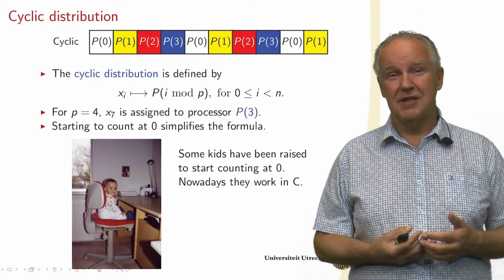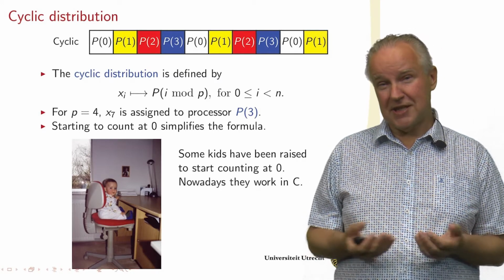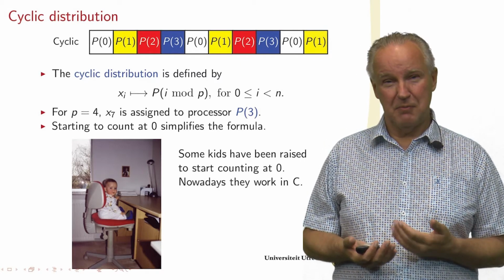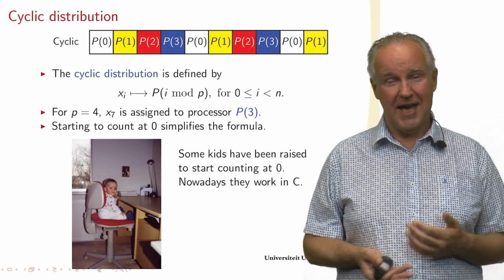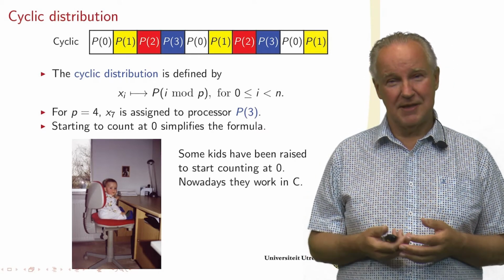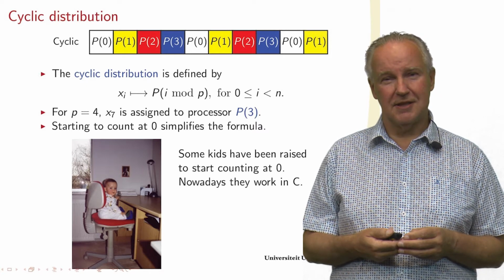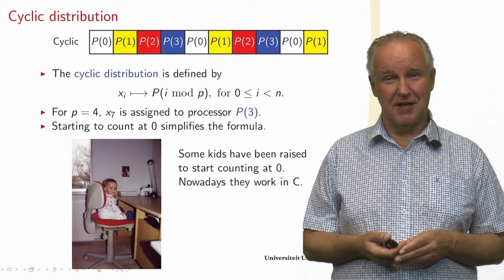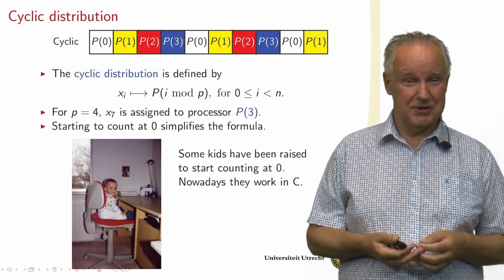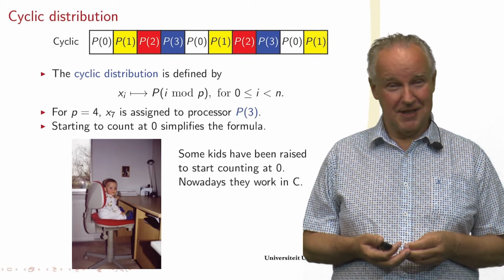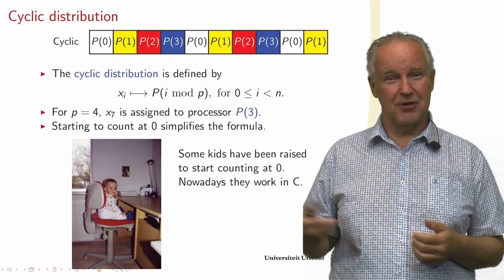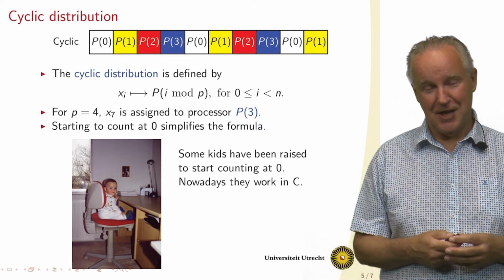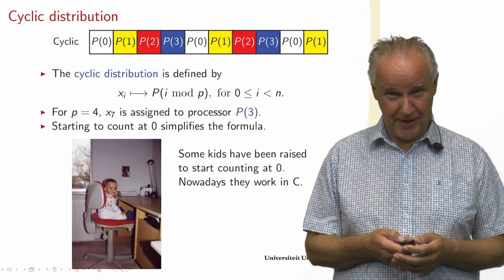So we start counting at 0, but if we would start counting at 1, then this formula would be more complicated, because we would have to add 1, subtract 1, and then add 1. So that would be a bit more complicated. The formula becomes very simple if we just start counting at 0. And that's actually what some kids that I know of have been raised to do, start counting 0, 1, 2, 3, instead of the more common 1, 2, 3. And this particular kid now works in C, the programming language C.